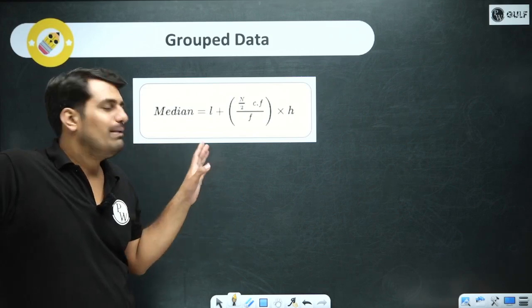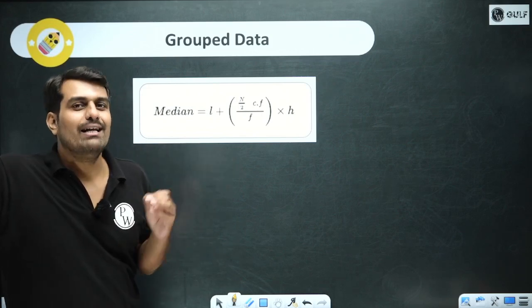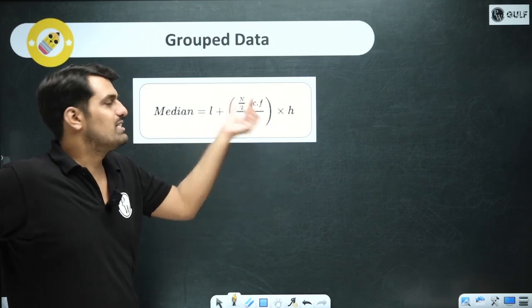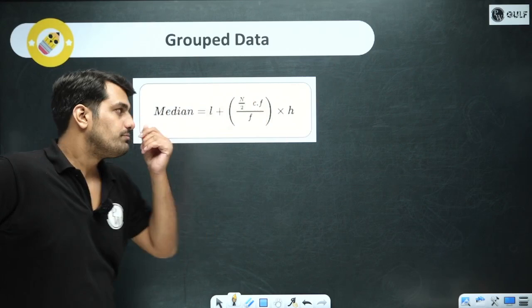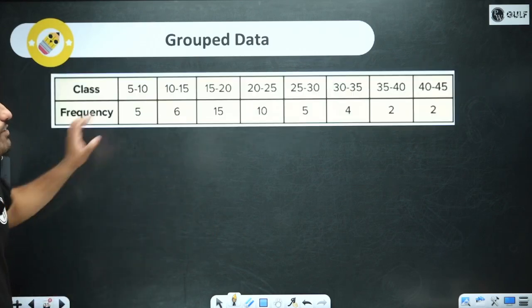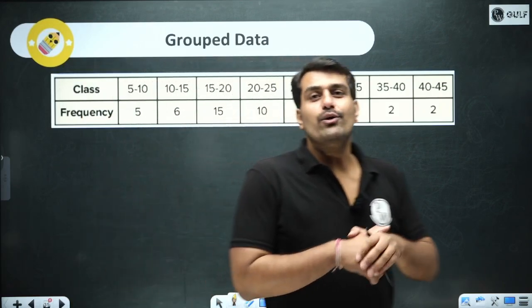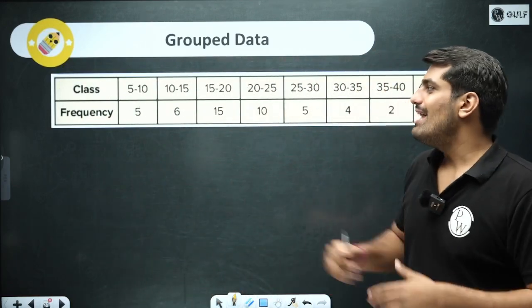First of all, please make sure that you have noted down the formula. Then when I make you understand what is L, what is N, what is F, what is H, what is CF, you will get better clarity. Here we have the data. Now, in this data, we are going to come up with a new thing. What is this new thing, sir? We have a frequency.